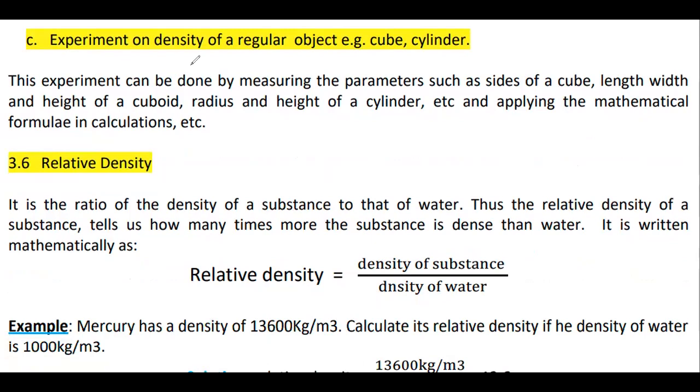So the aim: experiment to measure the density of regularly shaped objects, e.g., cube, cylinder. And then you move to the next thing, requirements. What do you require? It depends on the type of object. You need perhaps a metre rule, or maybe you even need a vernier caliper if the dimensions are too small. Since it is a regular object like a cube, you don't need any measuring cylinder. You just need to measure the size. And then you equally need a mass balance to measure the mass of the object. You measure the mass, and then density is equal to the mass over the volume.